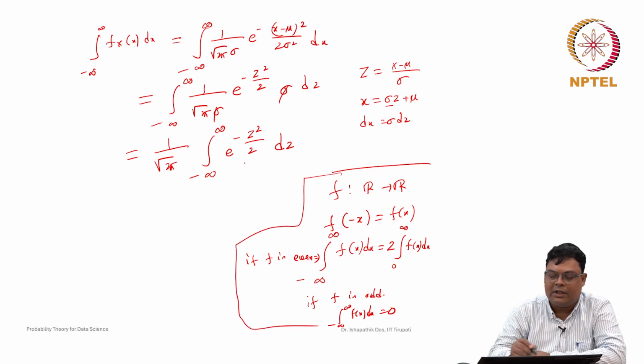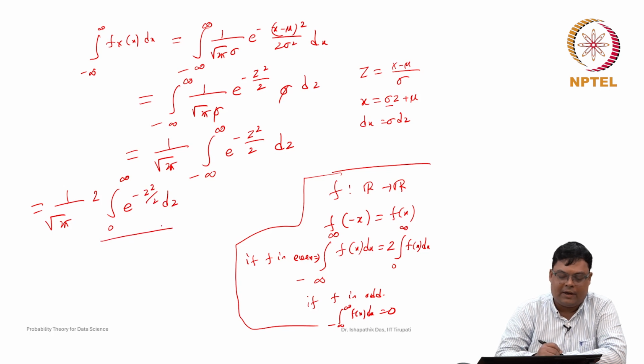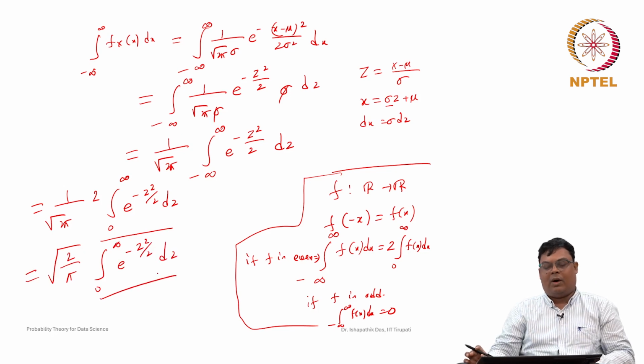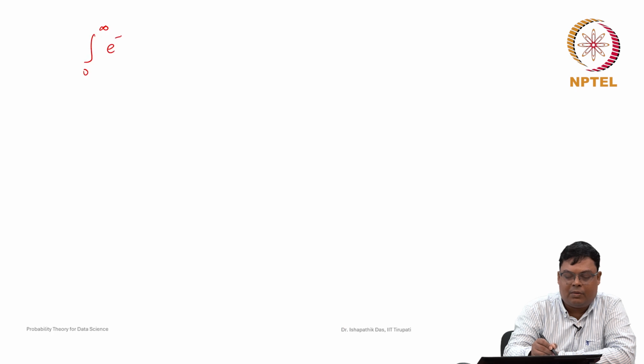So, as it is an even function, we can write 1 by root 2 pi into 2 times the integral from 0 to infinity of e to the power of minus z square by 2 dz. Now, we will find out what value we get. It is nothing but 2 by root 2 pi, that is root 2 by pi, times the integral from 0 to infinity of e to the power of minus z square by 2 dz. Now we will find the value of this integral.